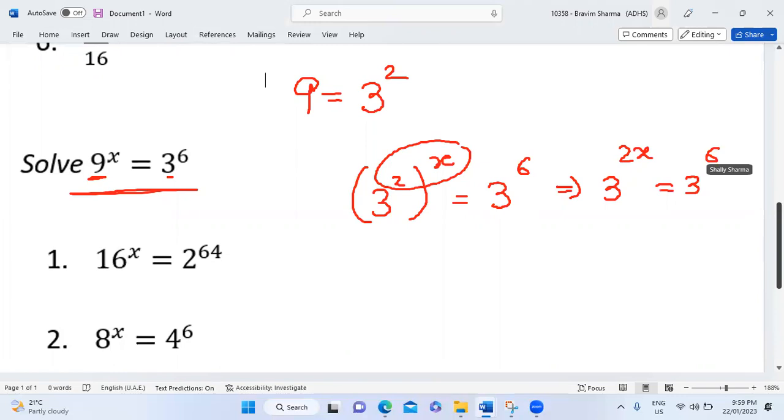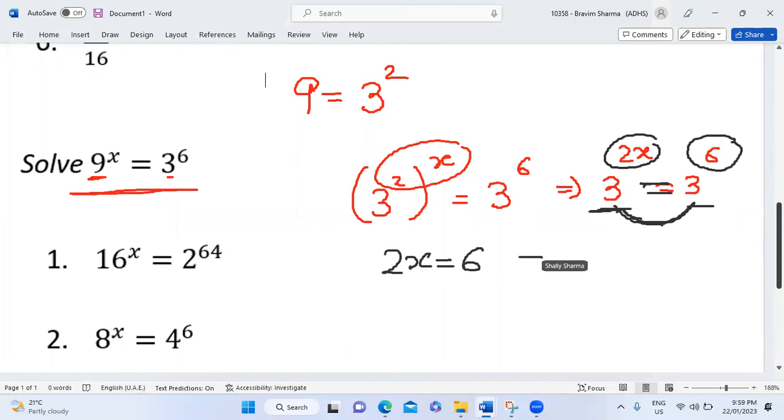Now there is a very important thing. If in an equation on either side the bases are equal, not just similar, but equal, then you can equate the powers. And that was the reason I made the bases the same. If bases are the same on both sides of the equal sign, we can equate the exponent values. So 2x is 6, which means x is equal to 3. Okay, this way we can solve the equation.